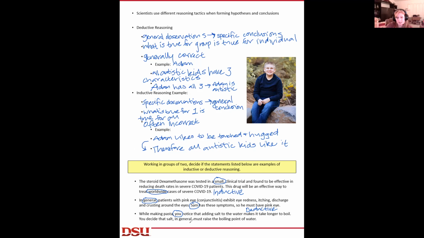You decide then that in general, meaning in other words, kind of in all scenarios, adding salt raises the boiling point of water. So what's happening here, we're going from something specific, something you and you only observe, to something general that you figure must then apply to everything. So this is clearly another case of inductive reasoning.